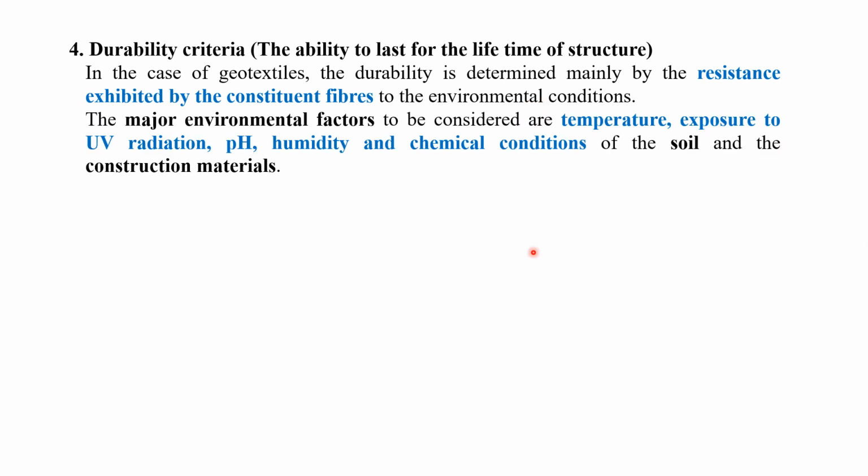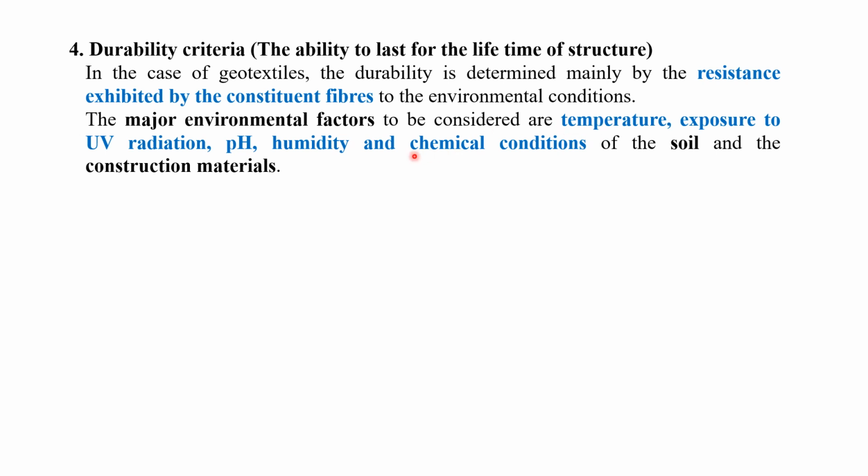So what are the environmental factors or conditions which should be considered as durability criteria for the geotextile? The major environmental factors to be considered are temperature, exposure to UV radiation, pH, humidity, and the chemical condition of the soil, and the construction materials of the geotextile, right? So these are the environmental factors which are going to damage the geotextile sheet.